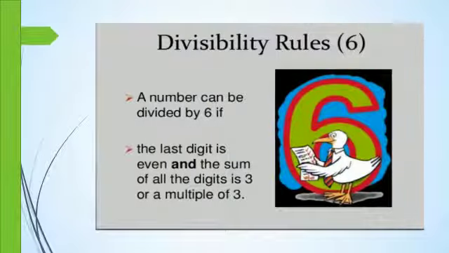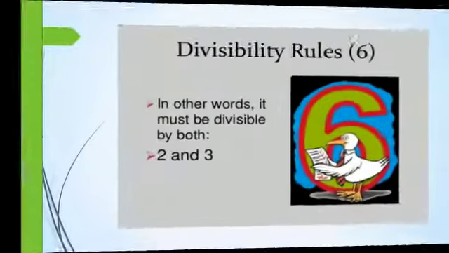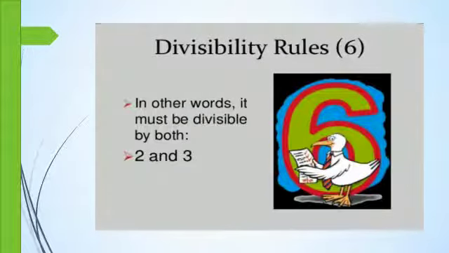A number can be divided by 6 if the last digit is even and the sum of all digits is 3 or a multiple of 3. In other words, it must be divisible by both 2 and 3. For checking the divisibility of 6, we have to check the divisibility of 2 and 3. If a number is divisible by both 2 and 3, then we will say that it is divisible by 6. So let us do some examples.